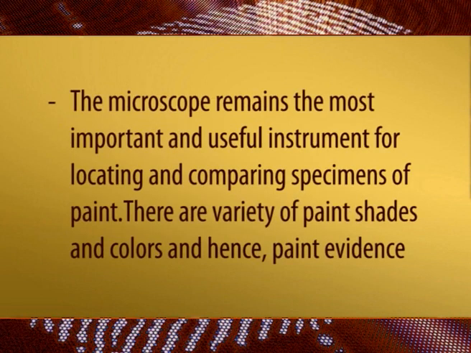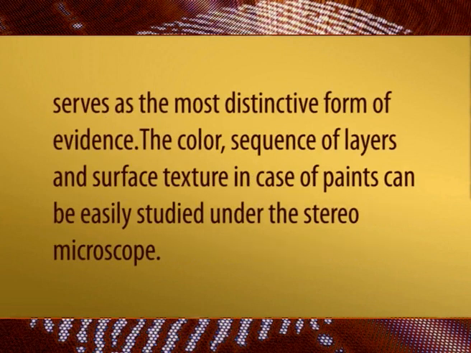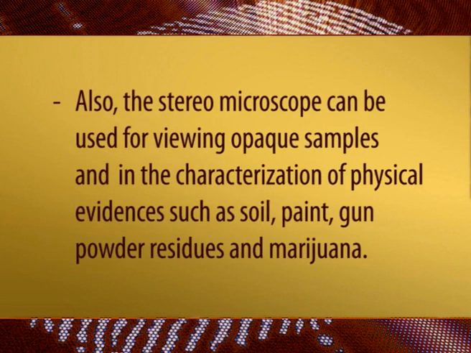Now, the microscope remains the most important and useful instrument for locating and comparing specimens of paint. There are variety of paint shades and colors, and hence paint evidence serves as the most distinctive form of evidence. The color, the sequence of layers and surface texture in case of paints can be easily studied under the stereo microscope. Also, the stereo microscope can be used for viewing opaque samples and in the characterization of physical evidences such as soil, paint, gunpowder residues and marijuana.